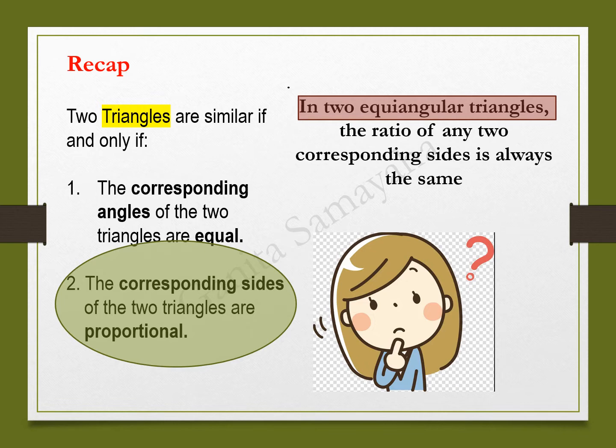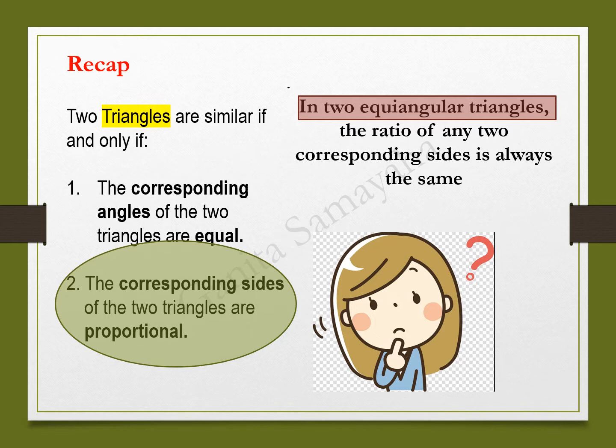That is, in two equiangular triangles, the ratio of any two corresponding sides is always the same. This is the only concept we have understood so far, and we have worked out problems related to this only. Okay, so we go further to explore how this can be condensed more. Is it clear, children? Okay.